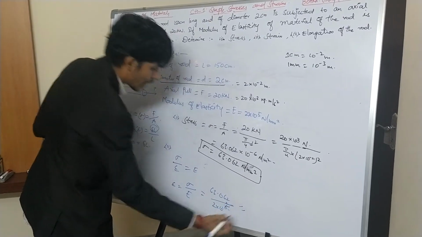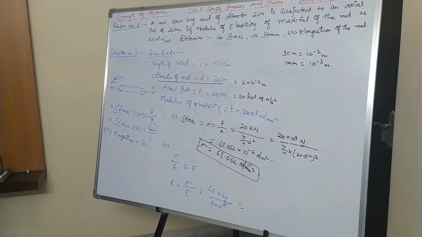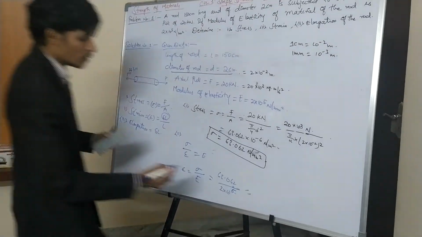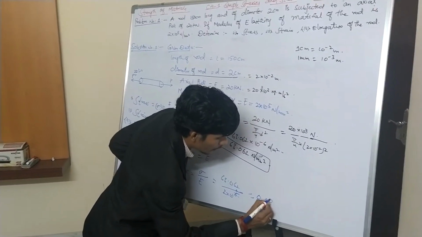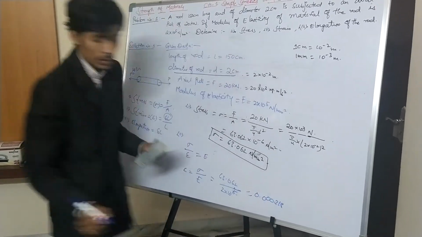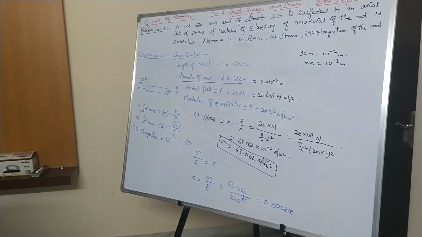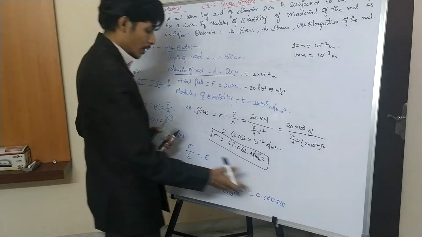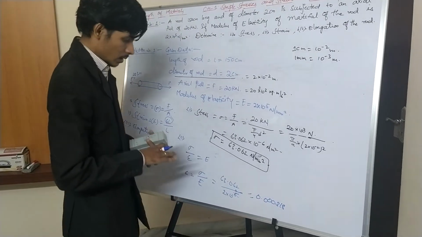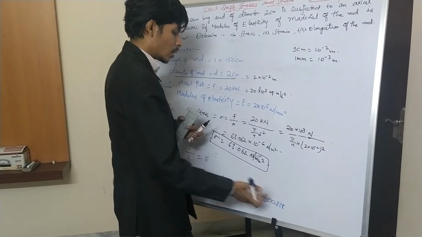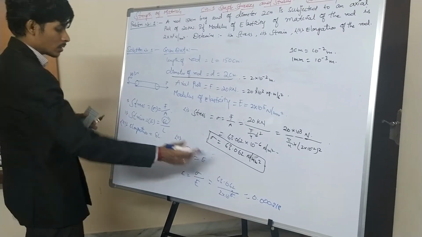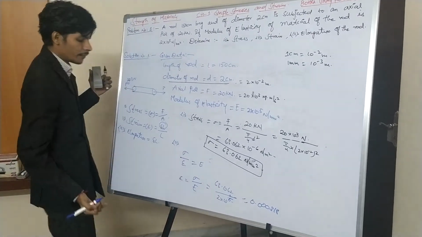So on simplification, on calculation, the value we get is 0.000318. So the strain value we are getting is 0.000318. Generally the strain will not have any units. Strain is a dimensionless quantity. So that is the second quantity we have derived.